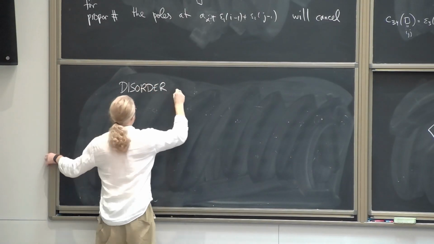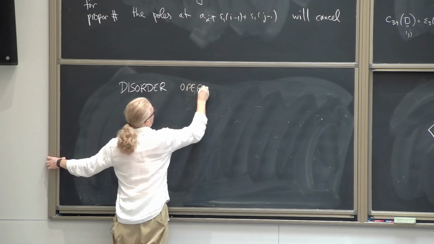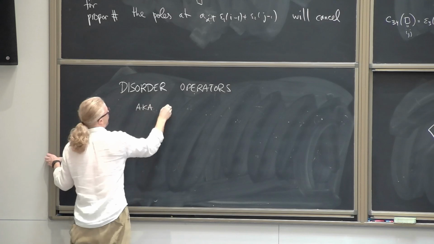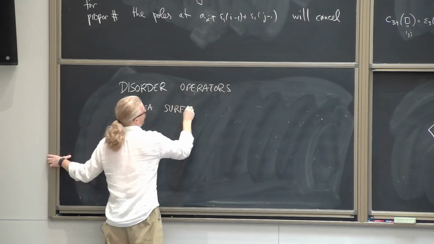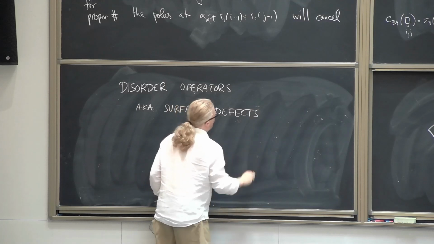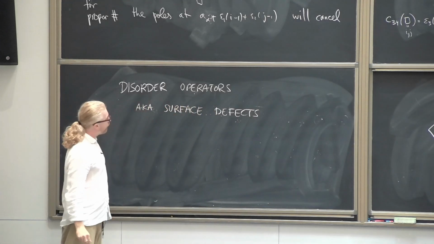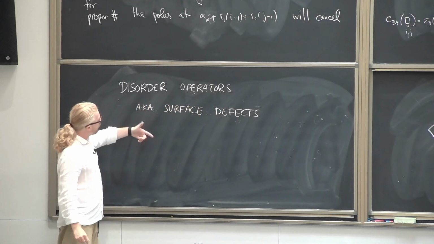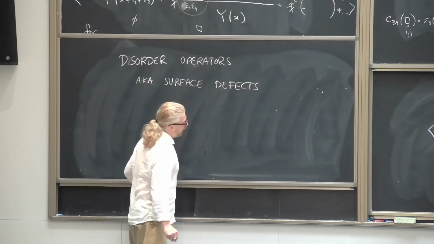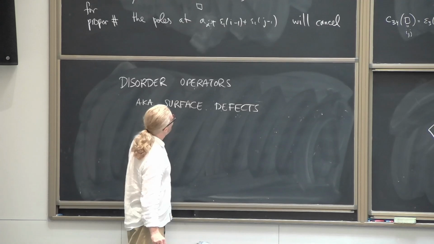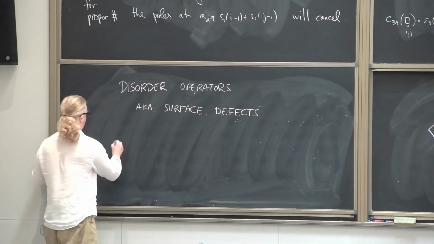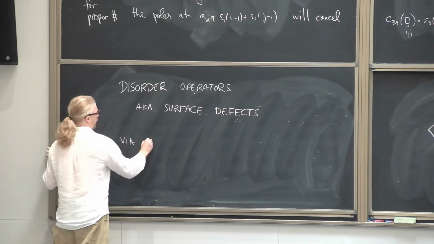Okay, so disorder operators are also known as surface defects. And there are many of them, and these are obtained by a procedure which also comes in several flavors. So maybe I will explain for the one called folding.